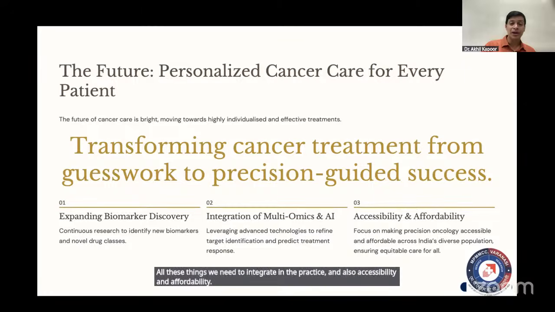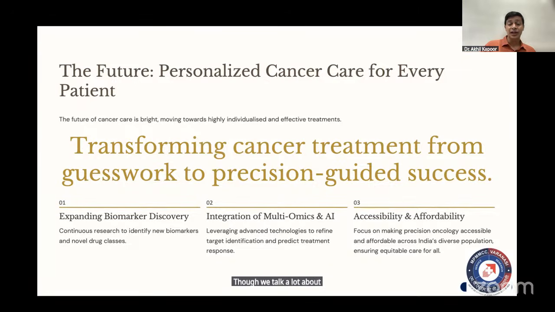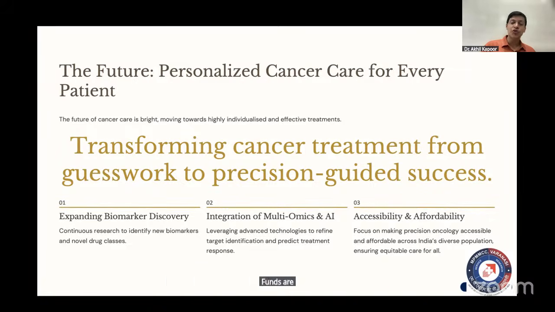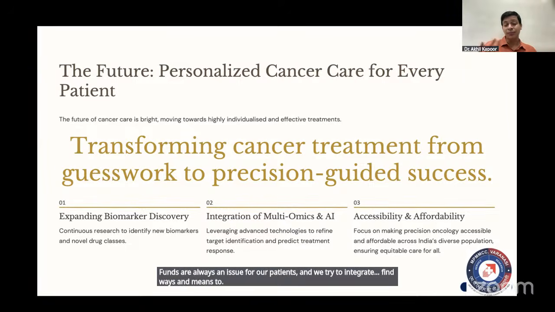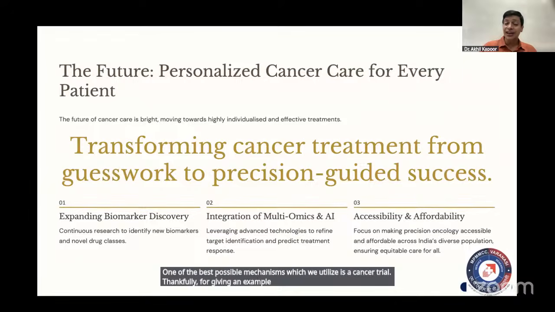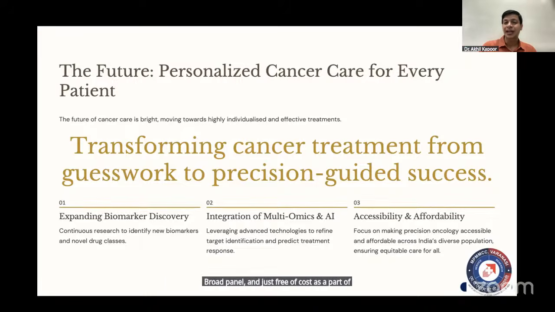This is very, very important. This is what we try to do every day in our practice. Though we talk a lot about personalized cancer care, it is actually difficult to integrate these in the practice when funds are an issue. And funds are always an issue for our patients, and we try to find ways and means. One of the best possible mechanisms which we utilize is a cancer trial. Thankfully, to give an example, we have 7 lung cancer trials in the first line setting where the patient gets broad panel NGS free of cost as a part of the pre-screening of a cancer trial.